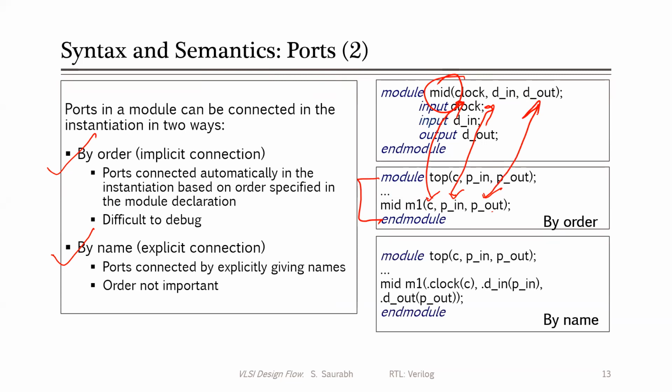The other way is to say .clock, the name of the port in the module, connected to C. Here you are making an explicit connection. Verilog provides both, but it is always better to connect by name because it is easier to debug later. If you add one more port, then in the by-order style it messes up all the instantiations. So always use by name rather than by order.